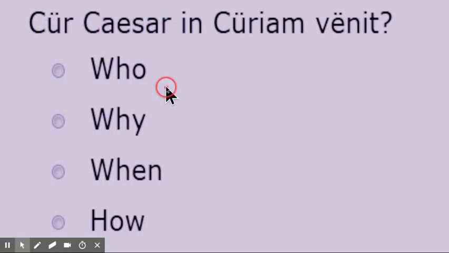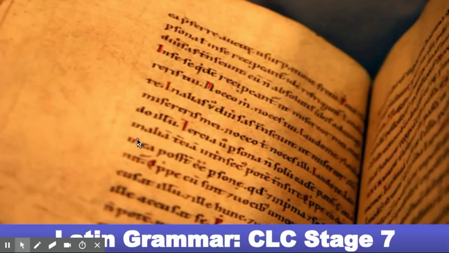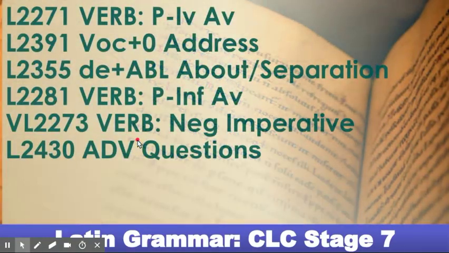Cur Caesar? So therefore, we're dealing with why. All right. So we have here our verb, and we see here what we've covered this chapter. It's exciting. Remember, highlight, mark down the notes, fill everything in, and I definitely want to see a question tomorrow.